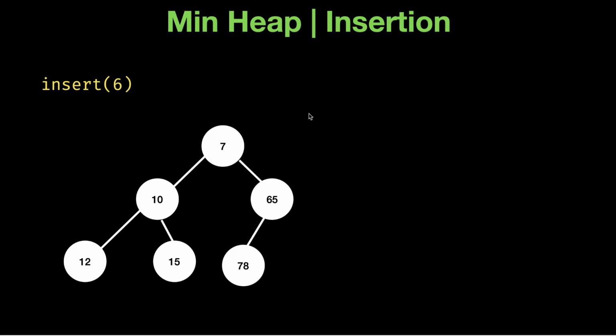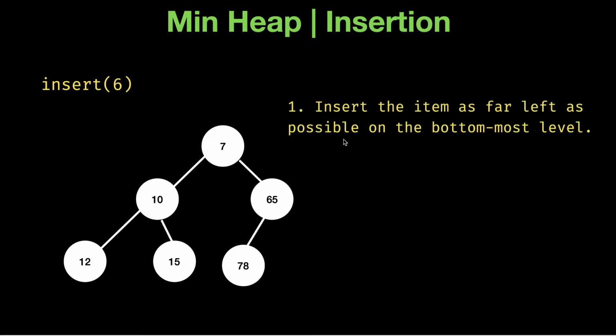So yeah, let us see the insertion operation into the min heap. Suppose we have a heap here. This is actually a heap, because you can see that 7 is less than 10, 7 is less than 65, 65 is less than 78, 10 is less than 12 as well as 15. This is a min heap, and we want to insert 6 into this heap.